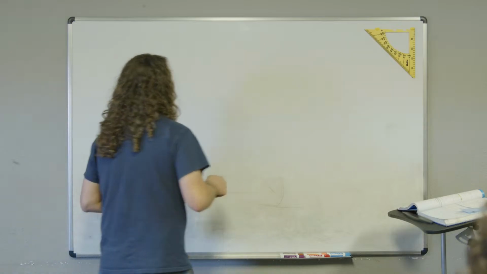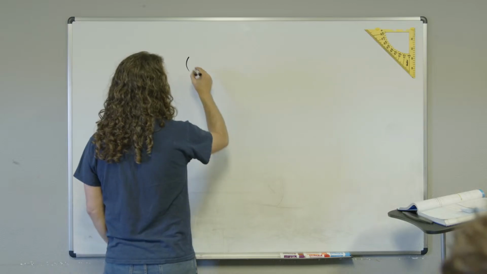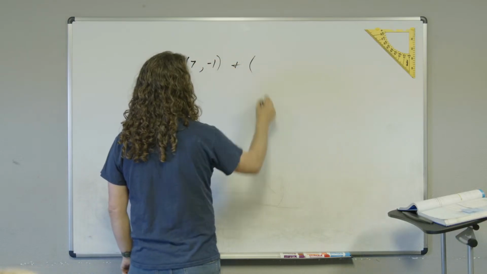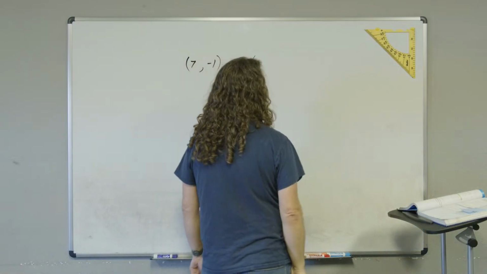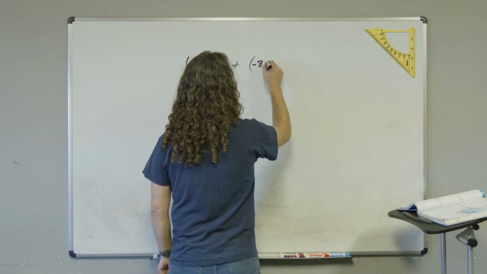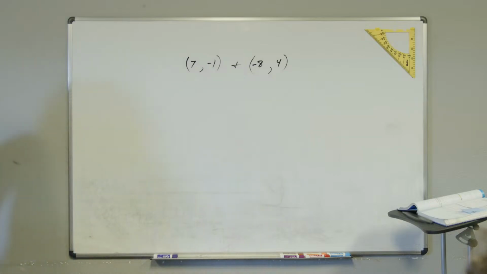Okay. All right. Find the distance and the midpoint between, somebody tell me a number. 7, -1, and 4, -8. I don't know why y'all are giving such odd numbers.